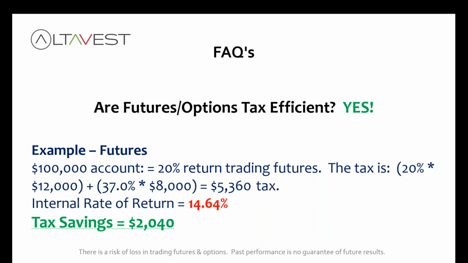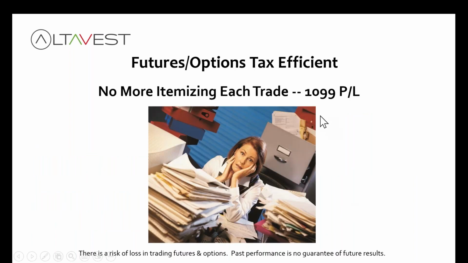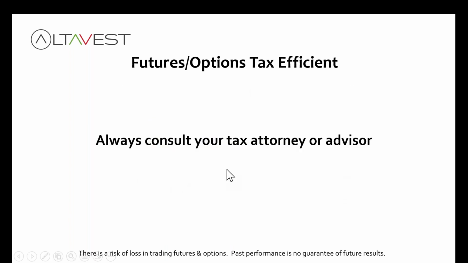Your gains are treated under IRS section 1256, I believe, but 60% of the gains are taxed at the capital gains rate, which is always going to be lower than your individual income tax rate. So that's the huge benefit there. Just on that alone, people should all be trading in the futures options space. Huge benefit, especially compounding year after year. No more itemizing. You get the 1099 to do your taxes, just your one figure. You plug it in, that's it. But always consult your tax attorney or advisor for details on that.